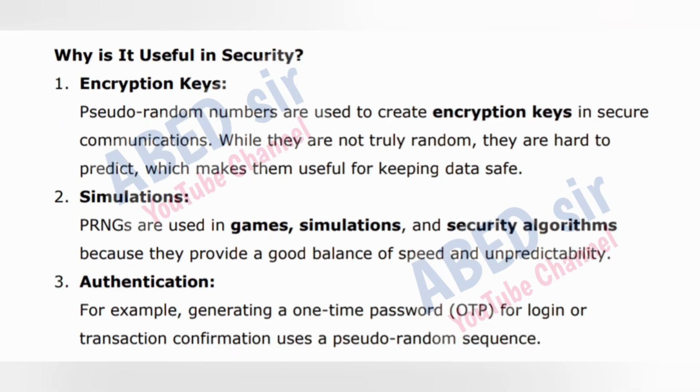Why is it useful in security? 1. Encryption keys. Pseudo-random numbers are used to create encryption keys in secure communications. While they are not truly random, they are hard to predict, which makes them useful for keeping data safe. 2. Simulations. PRNGs are used in games, simulations, and security algorithms because they provide a good balance of speed and unpredictability. 3. Authentication. For example, generating a one-time password, OTP, for login or transaction confirmation uses a pseudo-random sequence.